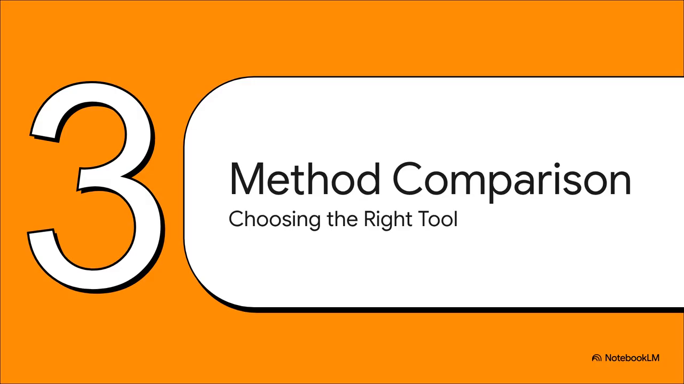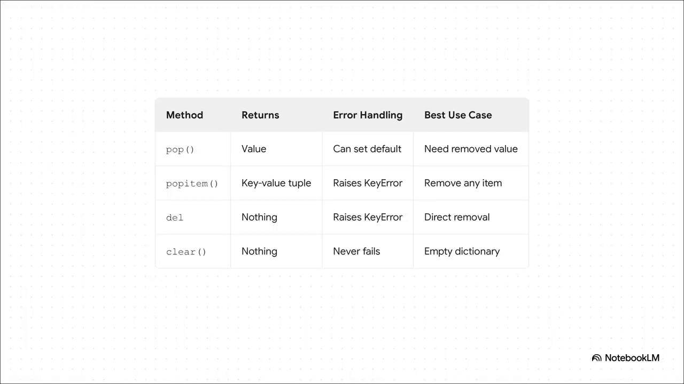Okay, so we've got our 4 big tools on the table. Pop, popitem, del, and clear. That brings us to the most important question, right? How in the world do you decide which one to use? Well, let's put them all side by side. I think that'll make the choice a whole lot clearer. This chart basically sums it all up. Look at the trade-offs here. So let's walk through it.